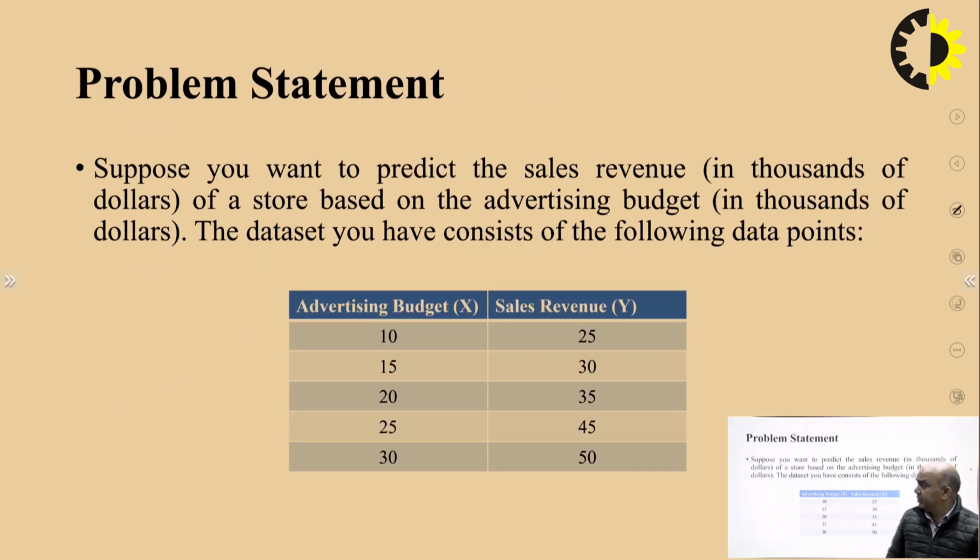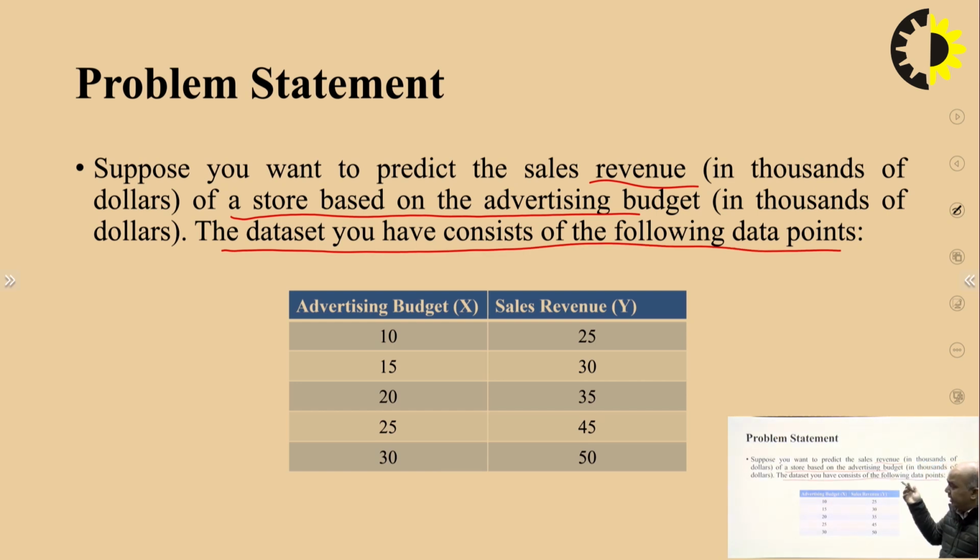This is one problem. We have to predict the sales revenue based on the advertising budgets, so the data set has to be consistent with the following data points. Here, these are the advertising budgets and this is the revenue, and we have to see how much amount we add to the advertisement, and then it will give better results.